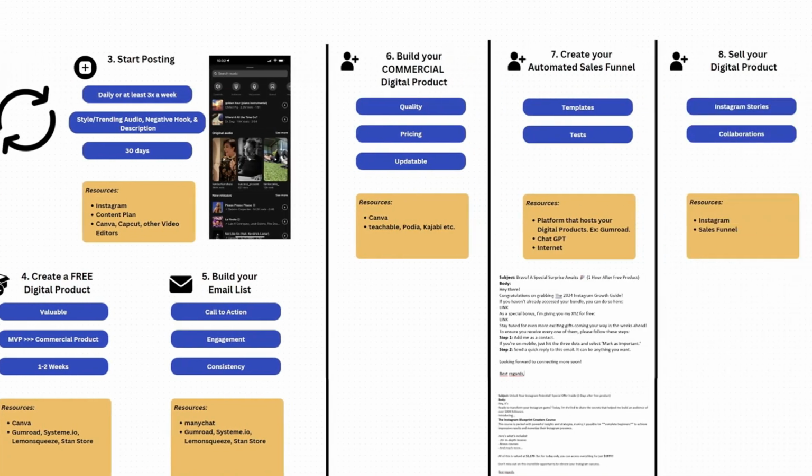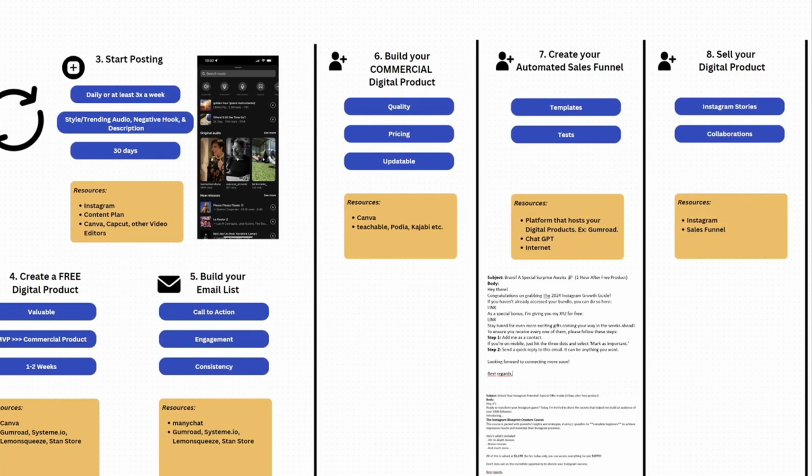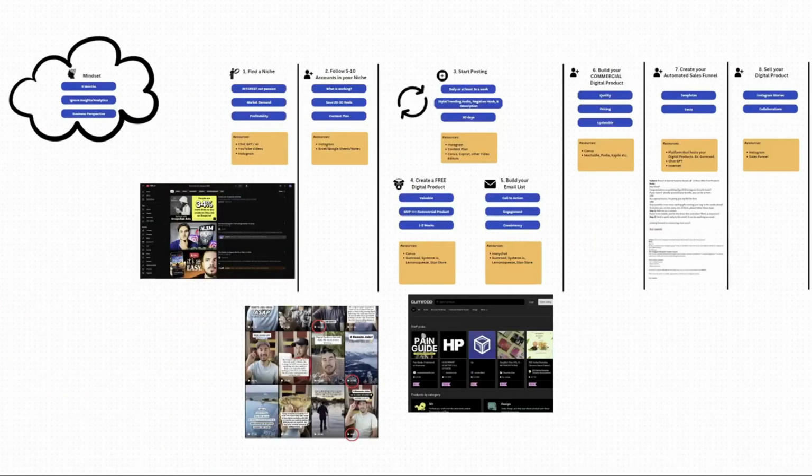In that video, I discussed my 8-step framework to growing an Instagram account and monetizing it through the sale of digital products. If you're interested in that, I'll leave a link to the video in the description. For now, let's go ahead and discuss how to use Gumroad to host and sell your digital products.